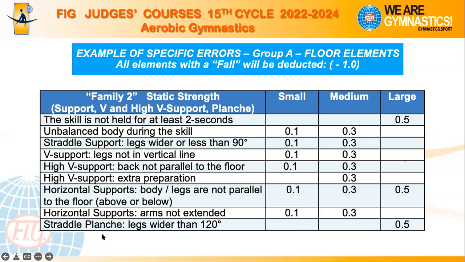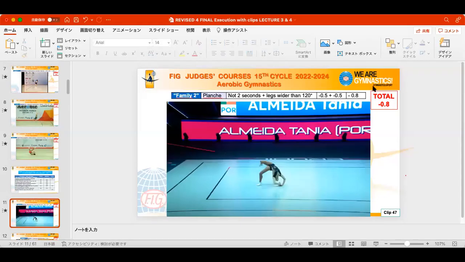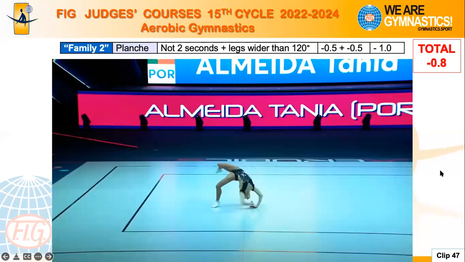Straddle planche, legs wider than 120. Of course, wider the easier. It's a wrong technique, therefore 0.5. So for planche, not 2 seconds and legs wider than 120, it's 0.5 and 0.5. And of course, it should be 1.0. Okay. But the maximum is 0.8.